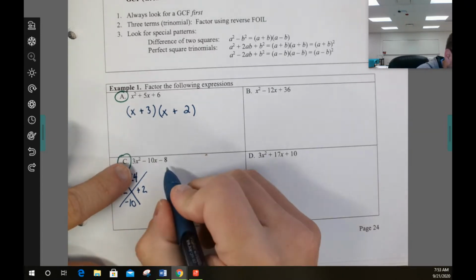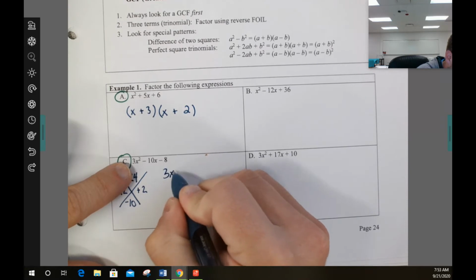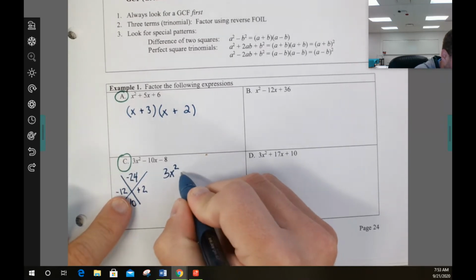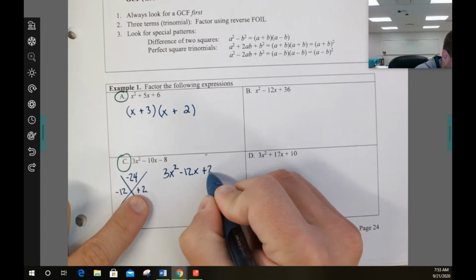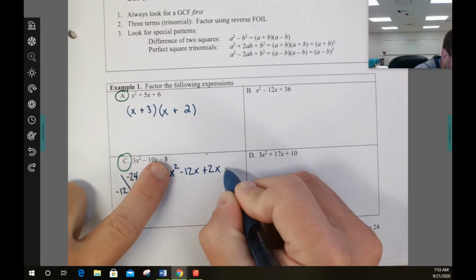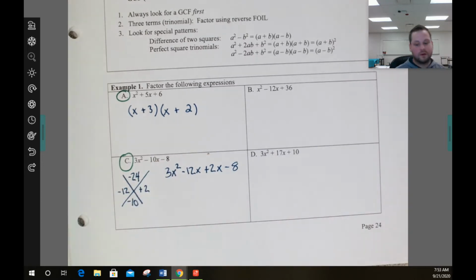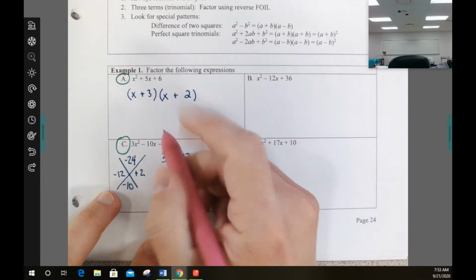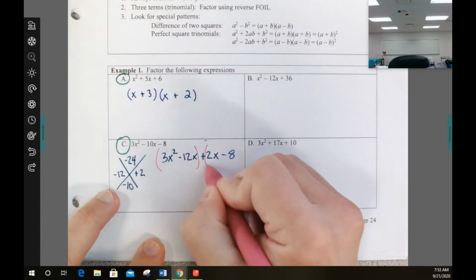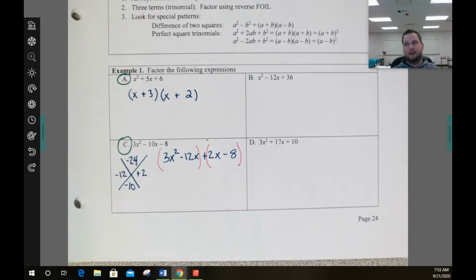So I rewrite. We have our 3x squared out front. Going from left to right, I have minus 12x plus 2x. And then our c term goes on the end. Minus 8 goes on the end. Okay. Now that we have all 4 terms listed out, we go ahead and group the first 2 together. Group the second 2 together. And then we're trying to take out a GCF.